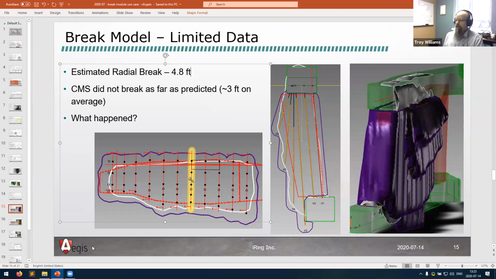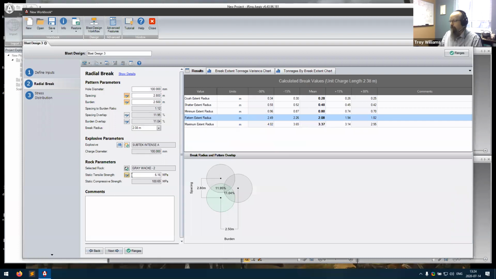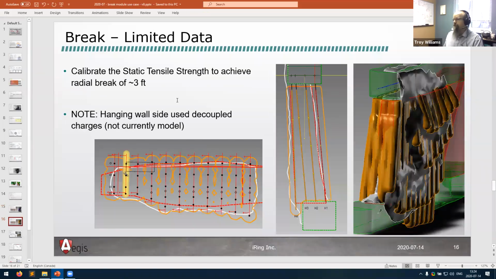So what we did was we were actually able to go into AGIS, and we're able to calibrate your rock type. Based on our estimates, we were able to change the tensile strength to suit the radial break that we were measuring from the CMS. So we calibrated that number, and we ended up calibrating the model so that we could predict a radial break based on their CMSs. And once we ran that through, we were able to get a much better fit on our surface generation. So you can see we have good agreement here between the CMS and our generated radial break, which meant that we could proceed with the rest of the analysis.